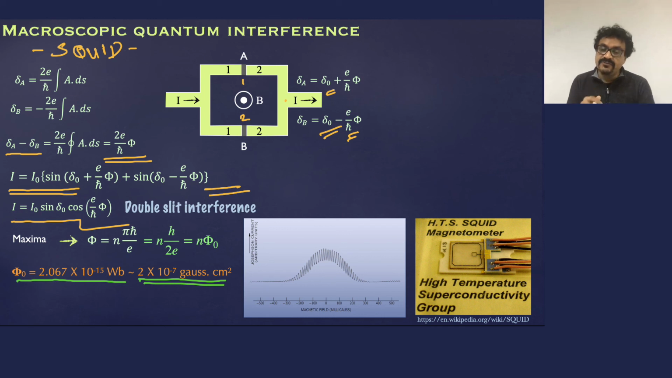So you have a device whose current undergoes a full oscillation, showing high nonlinearity, when the flux through that ring changes by about 2 times 10 to the power minus 15 Weber, or 10 to the power minus 7 Gauss centimeter square. This is an interesting aspect, because one can use it to detect a change in a very small field. If the field changes by this much, you get a complete oscillation in the current. This is what it is used for.